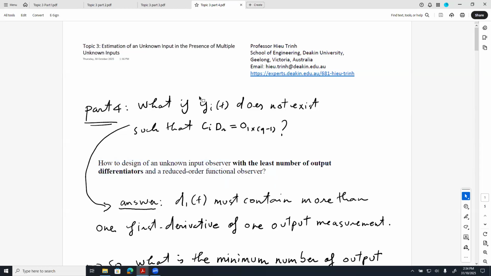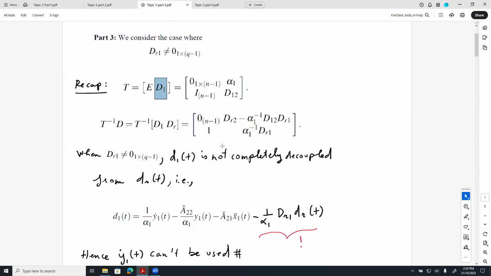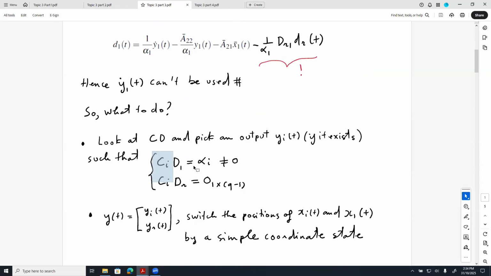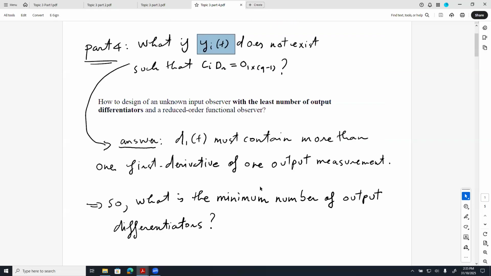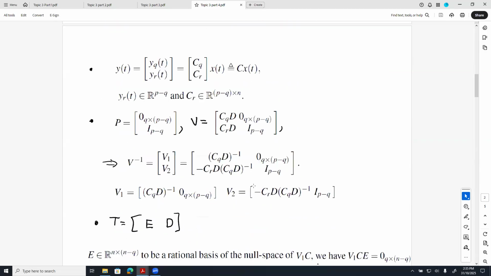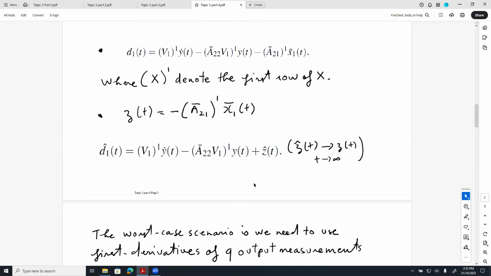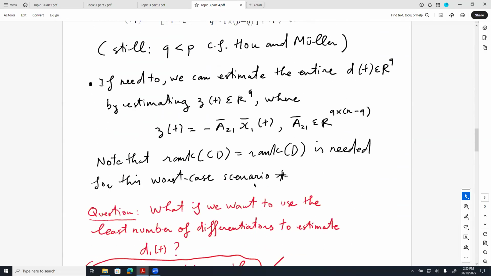When we can't find an output measurement to satisfy this condition, not only that one but the other one as well, that means we have to use more than one output differentiator. So the question is, how many? The answer is no problem. Just do the following search, starting with two differentiators.